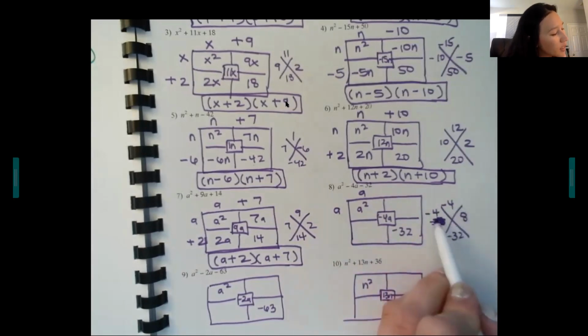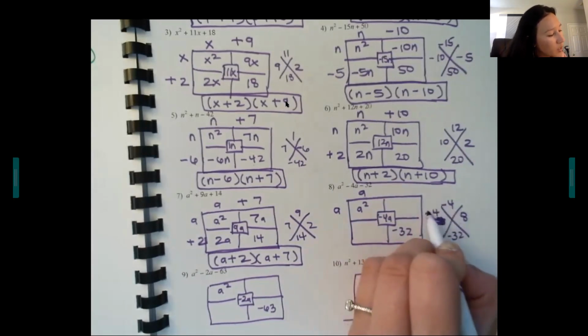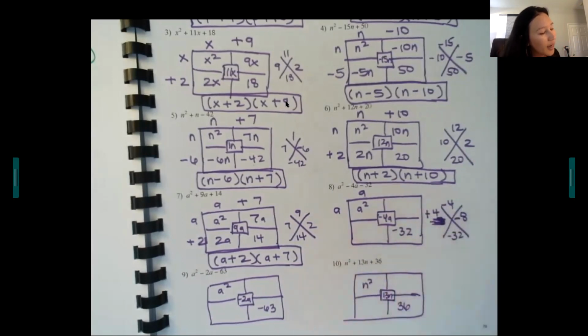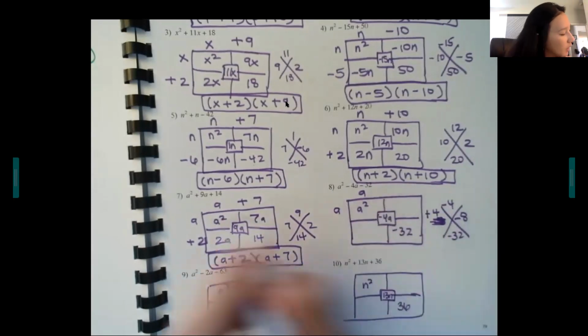So you're on the right track because negative 4 times 8, that multiplies to give you negative 32. But if we add them, our positive's bigger. So this would add to positive 4. So we just want to switch the signs. So do a positive 4 and a negative 8, because then that still multiplies to negative 32, and then that adds to negative 4. So you're really close.